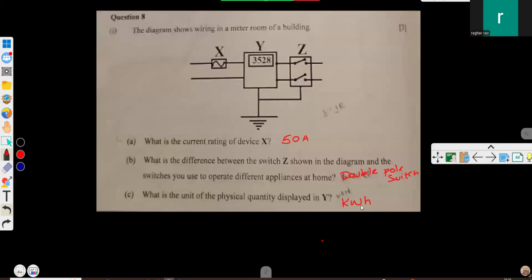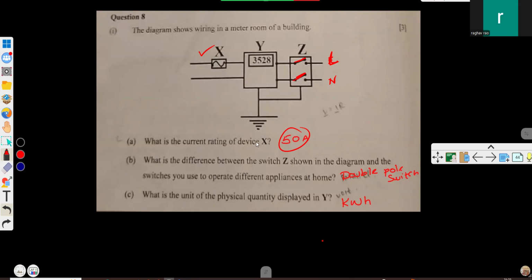Next, this one. What is the current rating of device X? X is a fuse, 50 amperes. What is the difference between switch Z in the diagram and the switch we use? This switch is for both the neutral wire and also the live wire. But in the common appliances that we use at our home, the switch will be only for the live wire. There will not be any switch for the neutral wire. So this switch is different like that. It is a double pole switch.